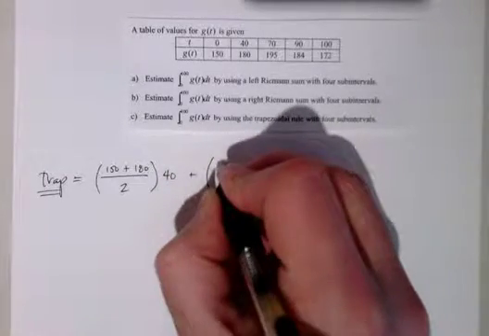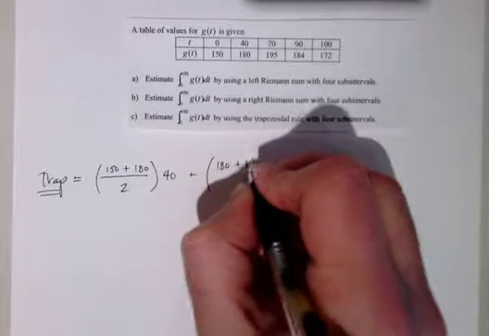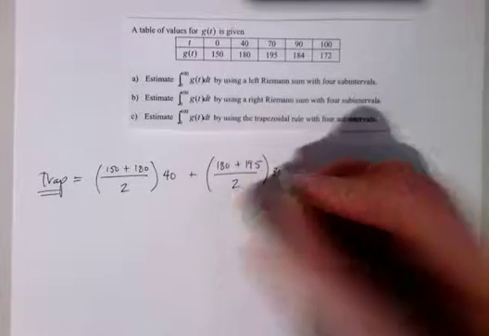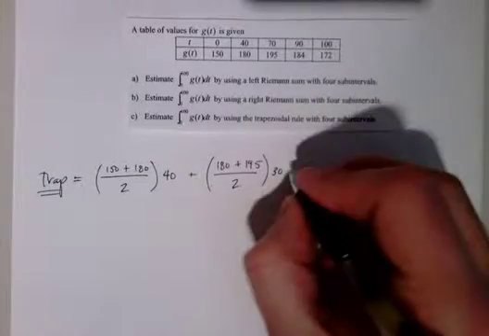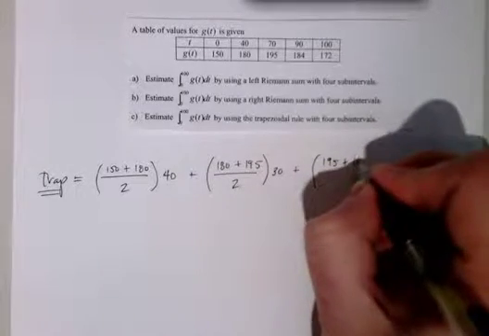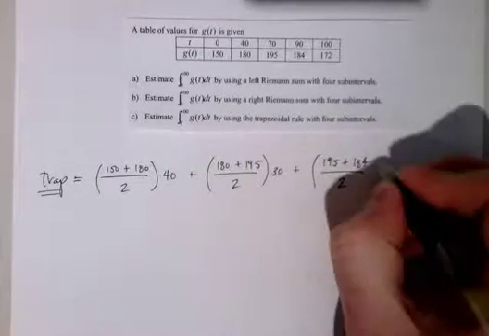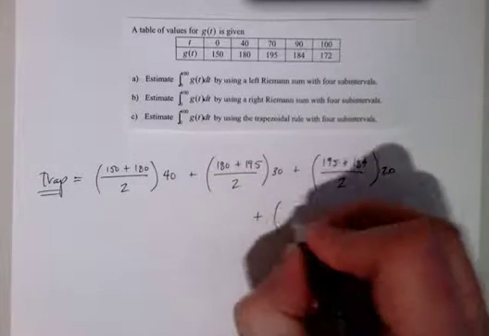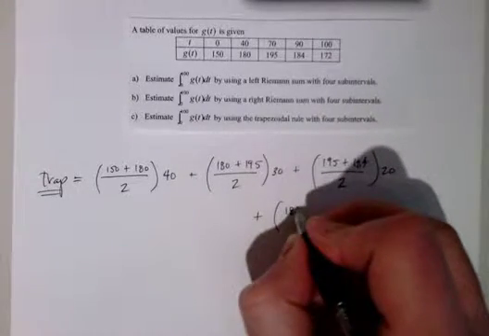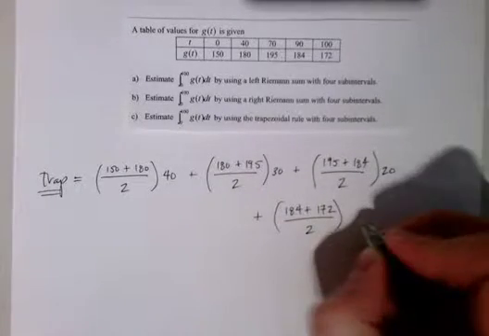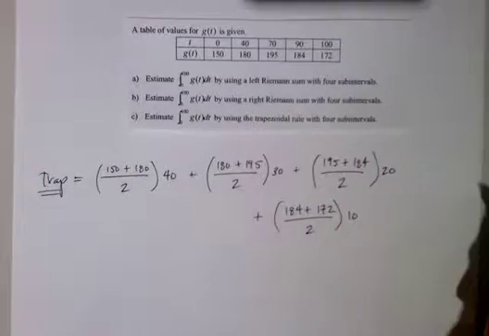And then you're going to go ahead and average these bases, and you're going to multiply it by the height, 30. And then you're going to average these bases, and you're going to multiply it by the height.